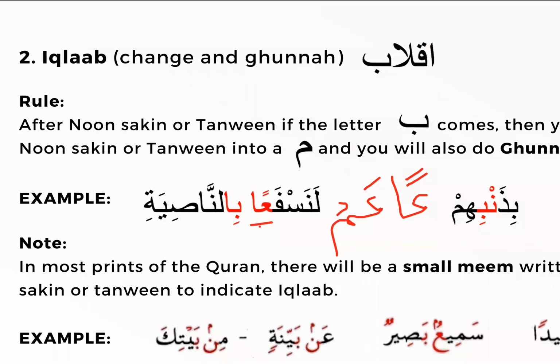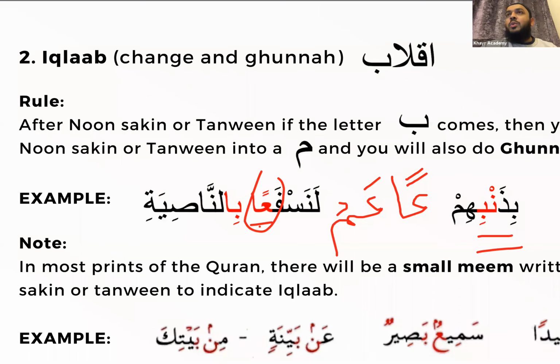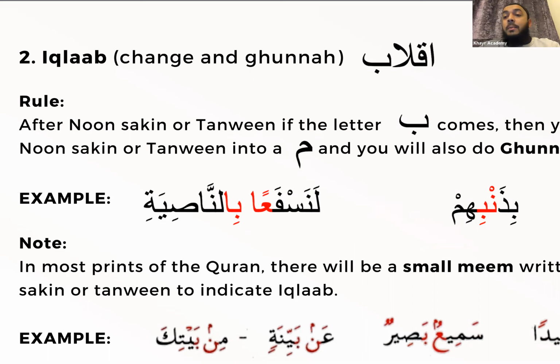Brother Amin, brother Imran, brother Fahim? Yeah, it's clear. Okay? That noon has to change into a meem. So in here there is no noon written because tanween doesn't have a noon. So what do I do? Do you know that sound of the tanween? N. We change the n into an m. So lanasfa'an, lanasfa'am. That's what we do. Because we can't see a noon there with tanween. But in here we can see the noon, so we can just change it straight away. Okay, that's good. MashaAllah.